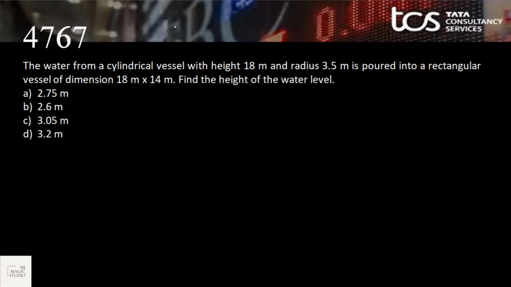Okay, the first one on the screen. The water from a cylindrical vessel with height 18 meter and radius 3.5 meter is poured into a rectangular vessel, that is a cuboid, of dimension 18 meter and 14 meter. Find the height of the water level. Obviously, the volume of water in the cylindrical vessel, that is pi r square h, should be the same as the volume of water in the rectangular vessel, that would be length into breadth into its height. We need to find the value of H1, which is the height of the water level.